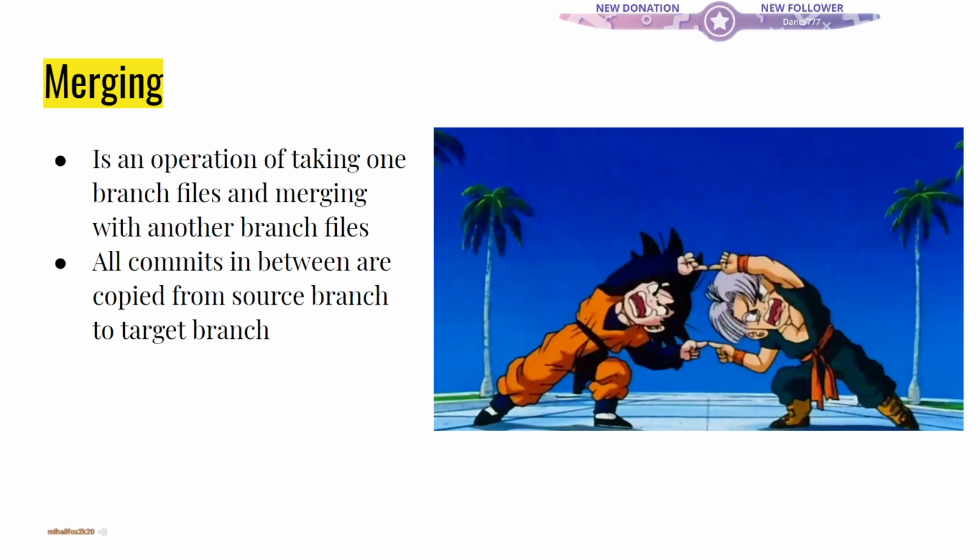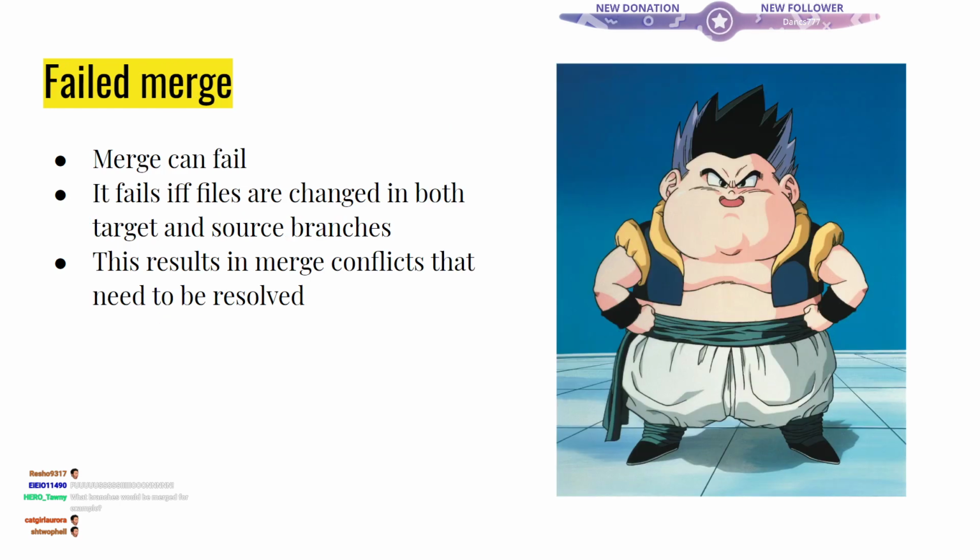And merging is literally what it says. You take two branches and they merge content from both branches. So all commits, all the history from one branch becomes the history of another branch. And sometimes a merge can fail, and you know what happens. We all do. Been there.